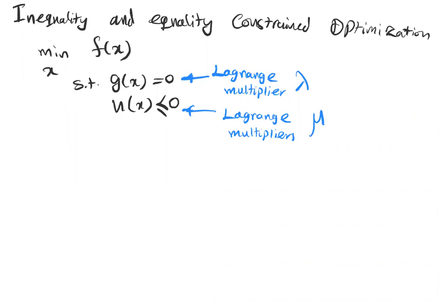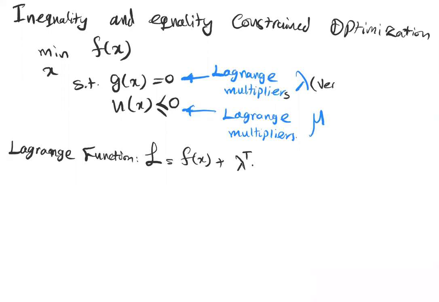So first, we determine our Lagrange function, which is f of x plus lambda transpose, where lambda is a vector of Lagrange multipliers, and mu is also a vector of Lagrange multipliers, multiplied by g of x plus mu transpose multiplied by h of x.